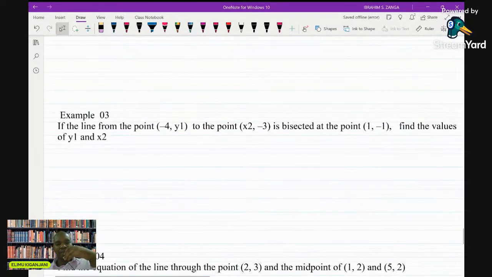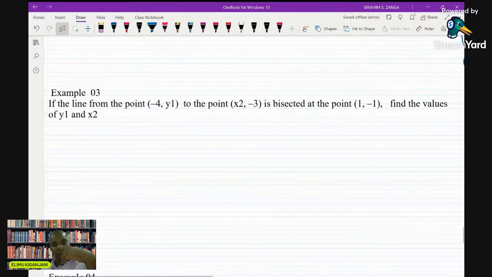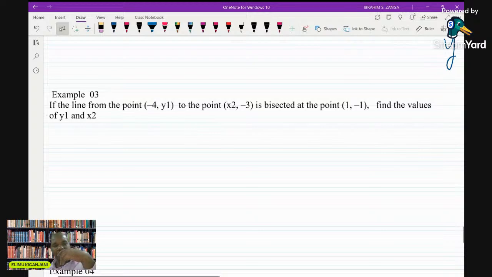In example number 3, if the line from the point negative 4, comma y1 to point x2, comma negative 3 is bisected at point 1, comma negative 1, find the value of y1 and x2. So basically, the midpoint of these 2 points is going to be 1, comma negative 1.